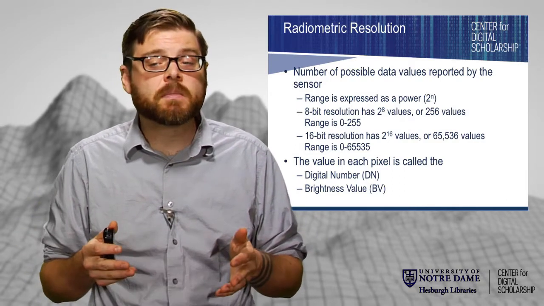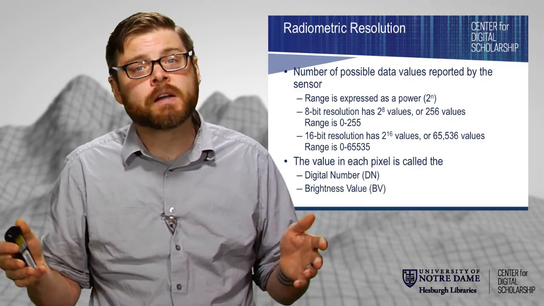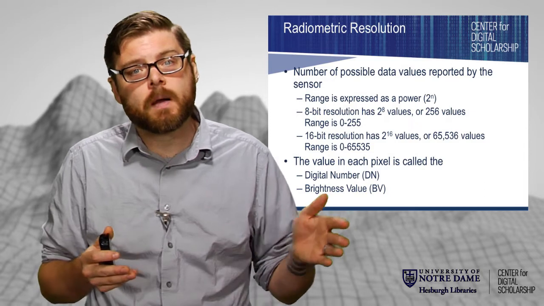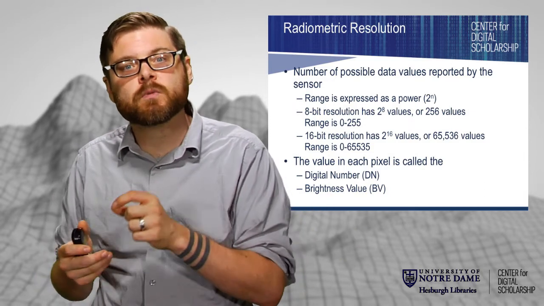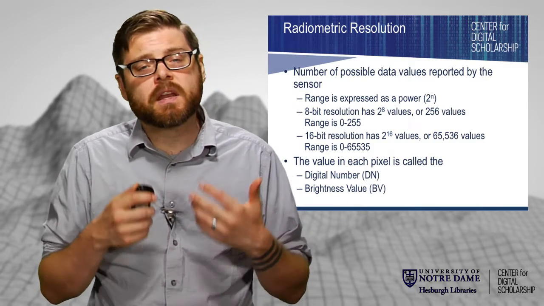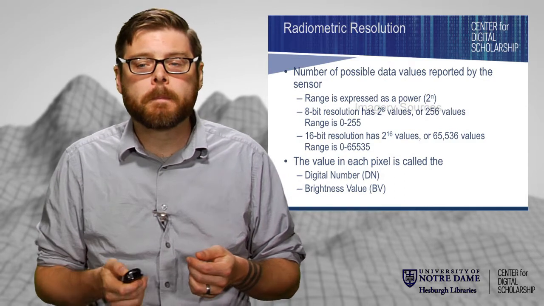Some of them have 16-bit resolution, which have a little over 65,000 possible values. Some of them even have more than that. So it's a measure of how many different possible values there are in the image itself. The value that we then have for this, we usually call either the digital number or the brightness value.